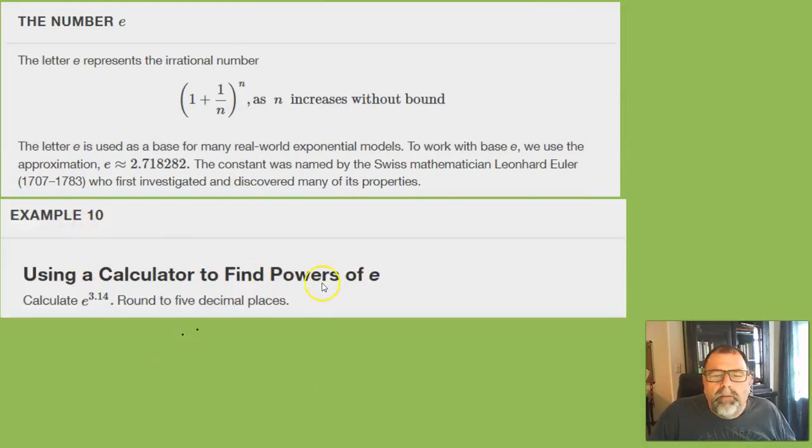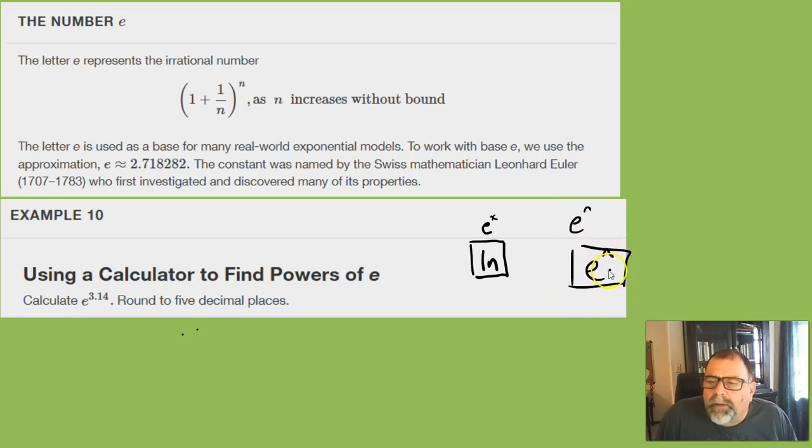Okay, use a calculator to find powers of e. Calculate e to the 3.14. Now, every calculator is a little different, right? There's a few different forms. So some of them you'll see this button. It depends, you have to look at your calculator. You may have LN, and then above it will be written e to the x or e to the n or just e with a power symbol. Some calculators will have this button, and you hit that button. So you have to look.